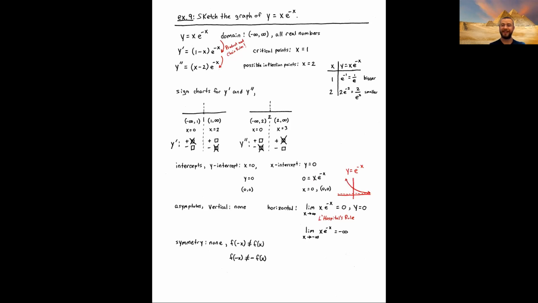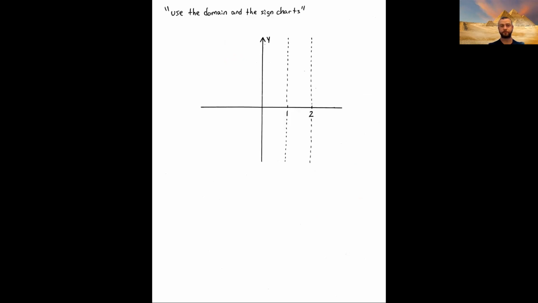This function has no symmetry. There's no odd or even symmetry. And we basically have all of the information that we need to sketch this graph. All the hard work is done. Now we just have to refer to our sign charts to get the 4 basic arcs. We basically take the x-axis or domain, negative infinity to infinity, all real numbers. We're going to split that at the single critical point, x equals 1, and the single possible inflection point, x equals 2. So we end up with 3 different intervals.